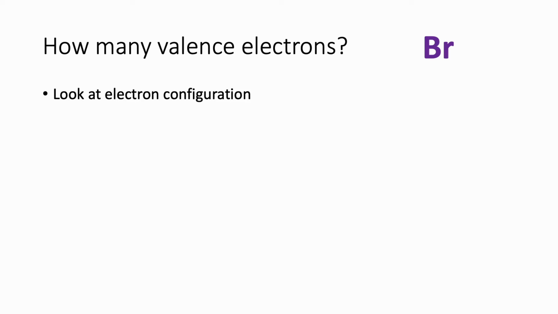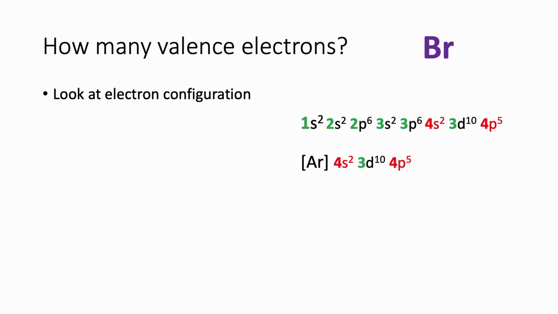The first is to look at the electron configuration. In this case, we're going to identify which orbitals have the highest principal quantum number. For bromine, that's 4. You could also write the shorthand electron configuration, which makes it a little easier to see. But we have 2 in the 4s and 5 in the 4p, so that gives us 7 valence electrons.